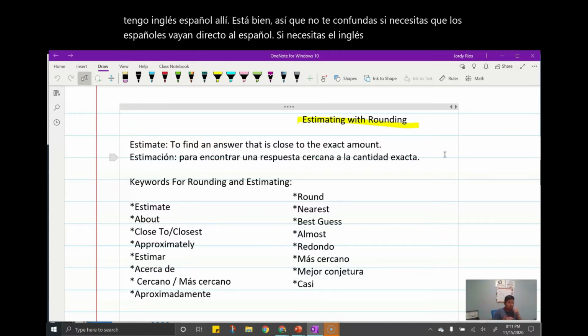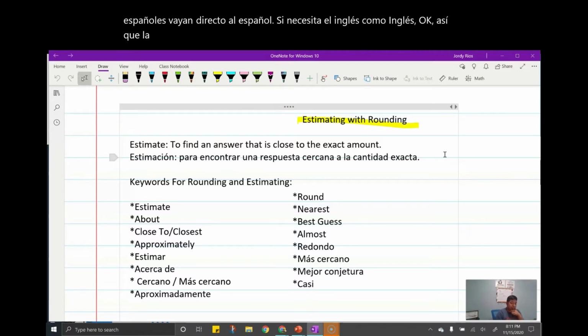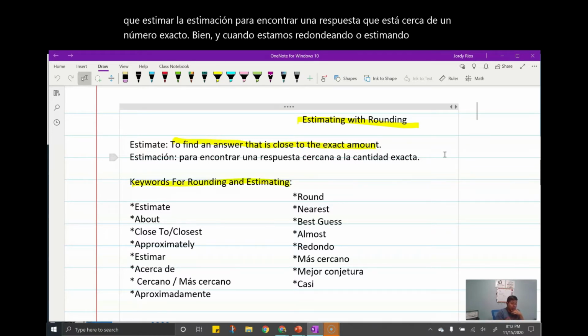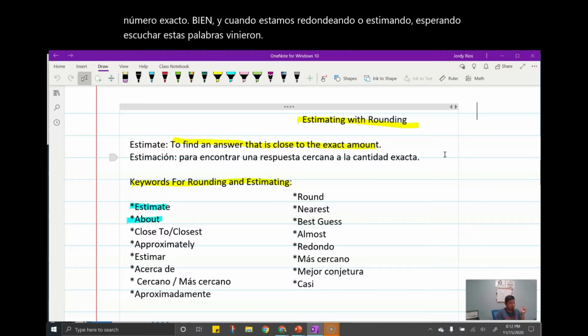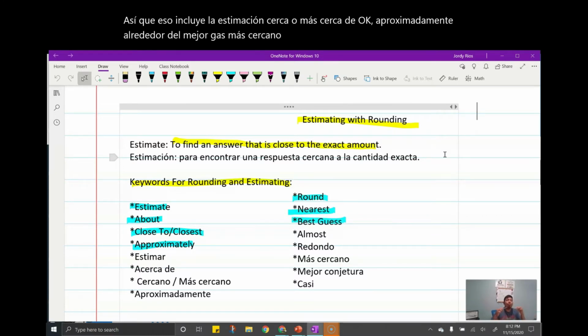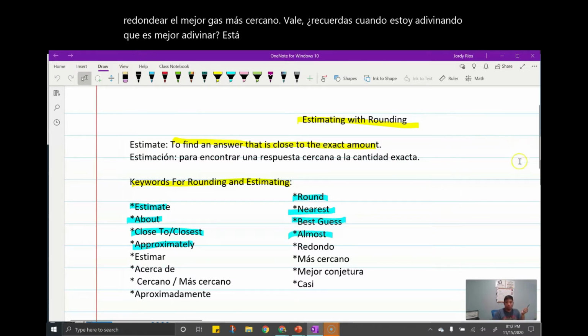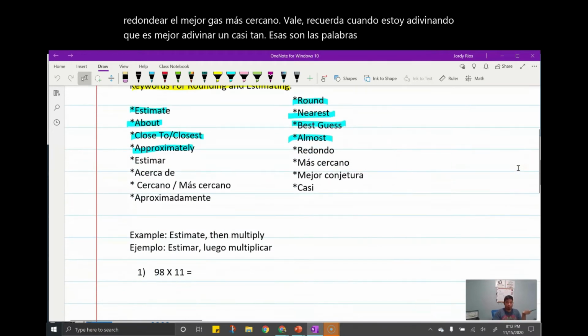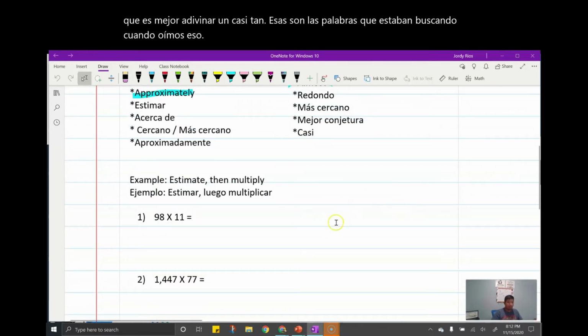So estimate. Estimate is to find an answer that is close to an exact number, okay? And when we're rounding or estimating, we need to hear these words, okay? So that includes estimate, about, close to or closest to, okay? Approximately, round, nearest, best guess, okay? Remember, we're not just guessing, it's best guess, okay? And almost. So those are the words that we're looking for when we hear that. Let's go ahead and do an example.